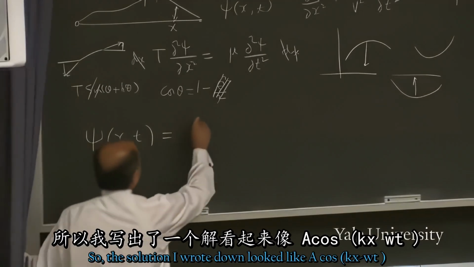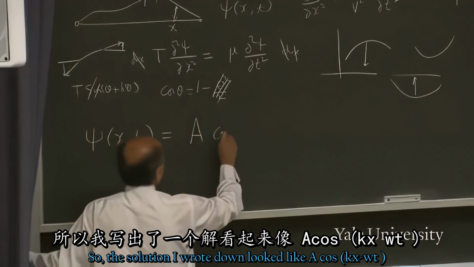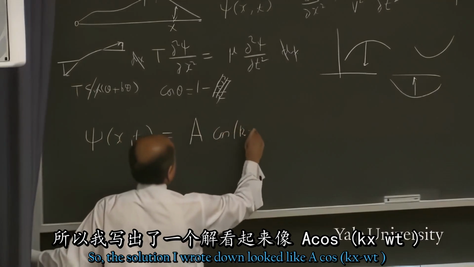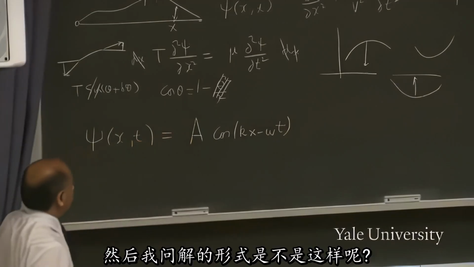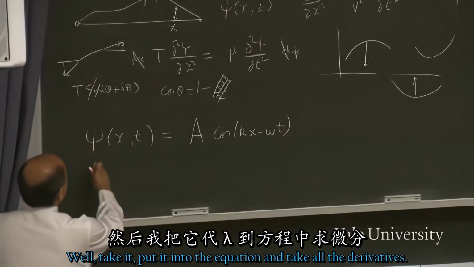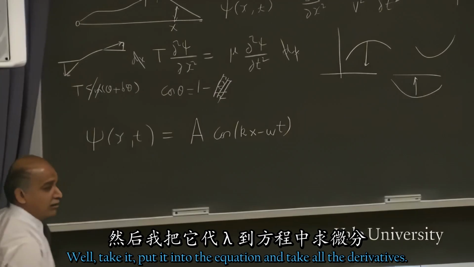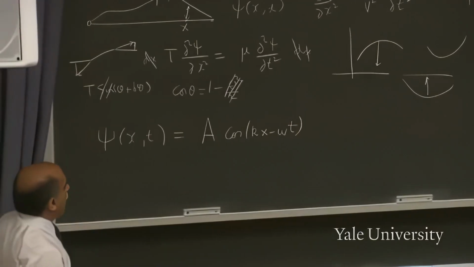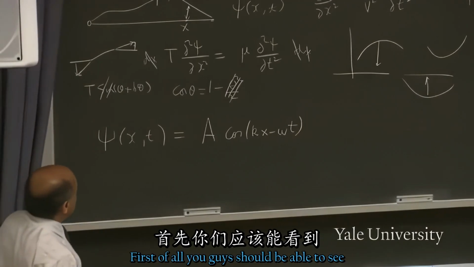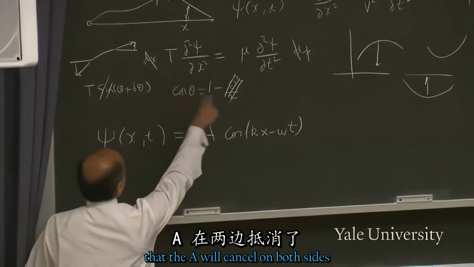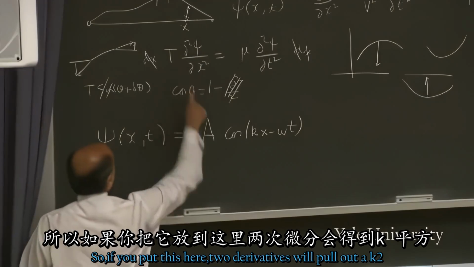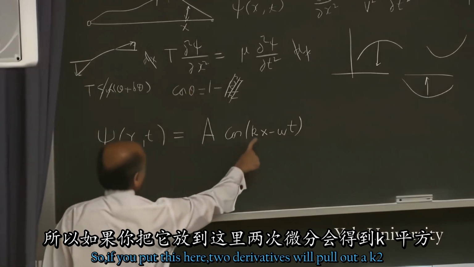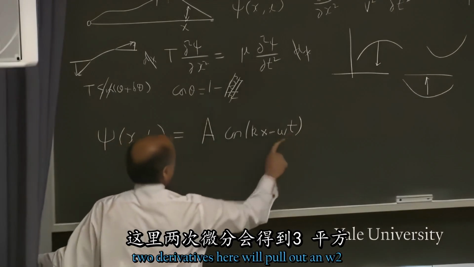So the solution I wrote down looked like A cosine of kx minus omega t. And I said, well, is that a solution of this form? Well, take it, put it into the equation, and take all the derivatives. First of all, you should be able to see that the A will cancel on both sides. Do you see that? So if you put this here, two derivatives will pull out a k squared. Two derivatives here will pull out an omega squared.